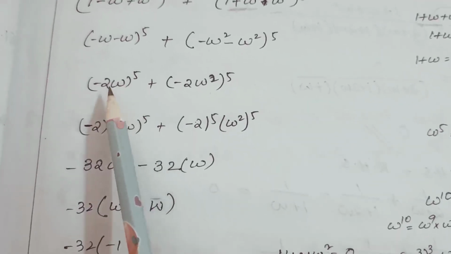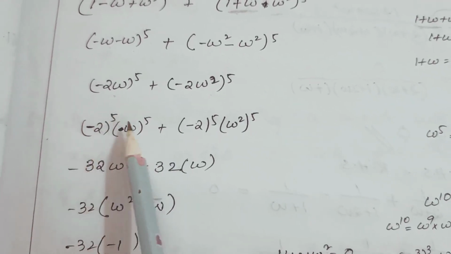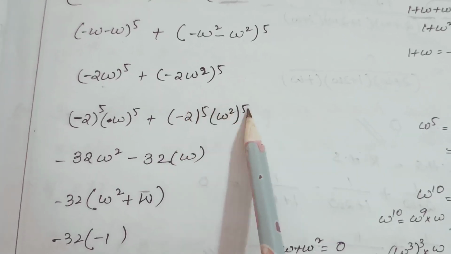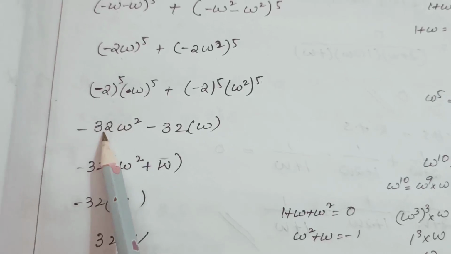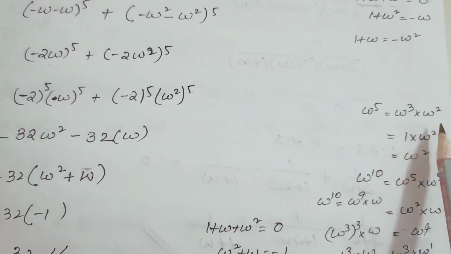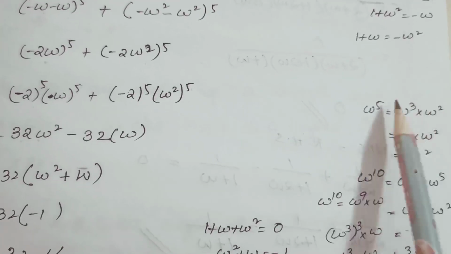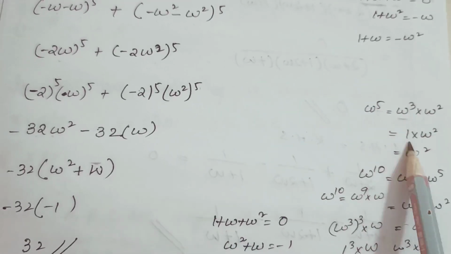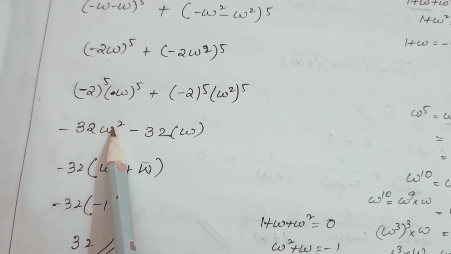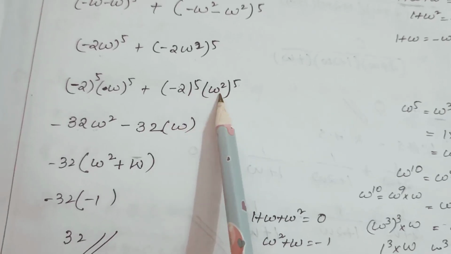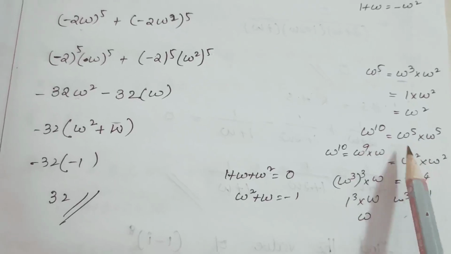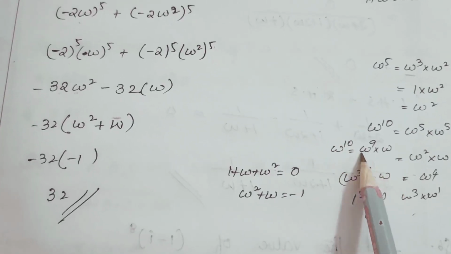Now writing separately: (minus 2) to the power of 5 times omega to the power of 5, plus (minus 2) to the power of 5 times omega square to the power of 5. That is minus 32 omega to the power of 5, which can be written as omega cube into omega square. Bases are the same, so the powers are added and you get 5. Omega cube is nothing but 1, into omega square is omega square. At the place of this we write omega square. Similarly, omega to the power 10; 10 we can write in either way, here I am writing omega 9.